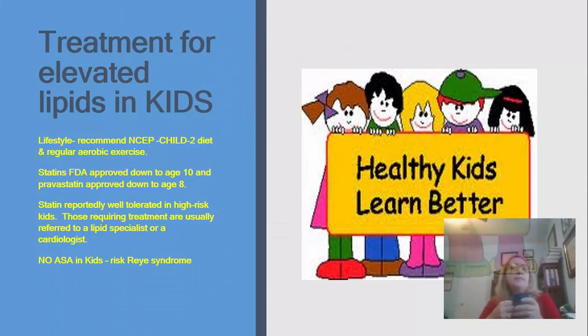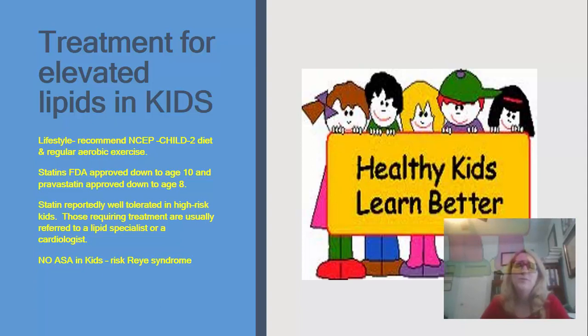Treatment for elevated lipids in kids. Lifestyle, recommended NCEP diet. Specifically the Child 2 diet, Child 1 being the regular one, but when you have children that have major familial hyperlipidemia, the Child 2 diet, but it's the NCEP diet. And you want to encourage regular aerobic exercise. Kids in general now aren't getting enough exercise. They're having too much screen time. So get them out and get them active is the big thing.